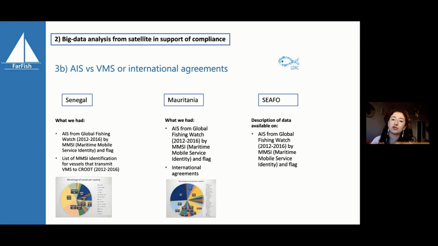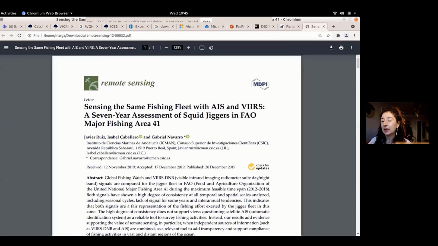For the SEAFO zone, it was simply a description of all the satellite data that was available. And for the FAO 41 area, this study was also made. This study is where the data from Global Fishing Watch was compared with the satellite sensors. In this way, it was possible to see that, in fact, the available data was pretty similar to what was being reported. So basically, this is the summary of our tools.